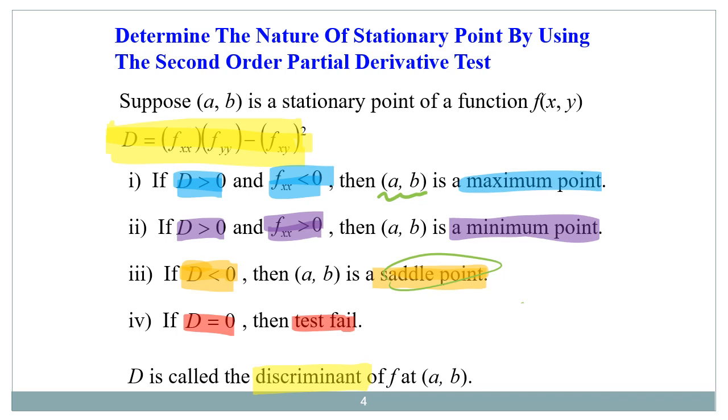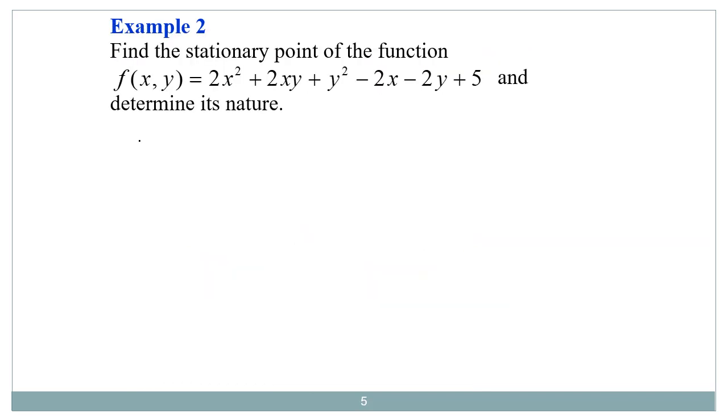Please remember. So example 2: find the stationary point of the function. We can use example 1 as the guide and then determine its nature by applying the second order partial derivative test, which is the discriminant. So the first step is to find f sub x, right?